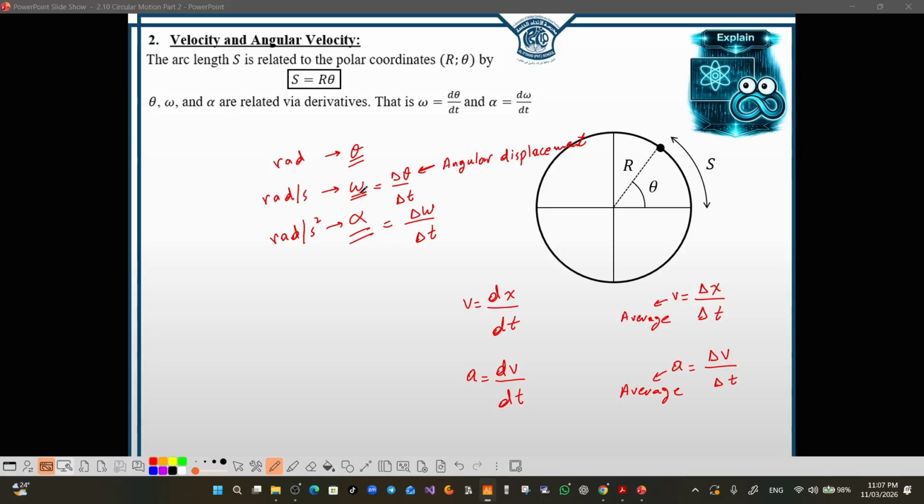Now, omega here and alpha are known as the average angular velocity and the average angular acceleration. But what about the instantaneous? To find the instantaneous omega and the instantaneous alpha, which means the instantaneous angular velocity and the instantaneous angular acceleration, we need the derivative. So we change the delta into d, and it becomes d theta over dt, and here it becomes d omega over dt.